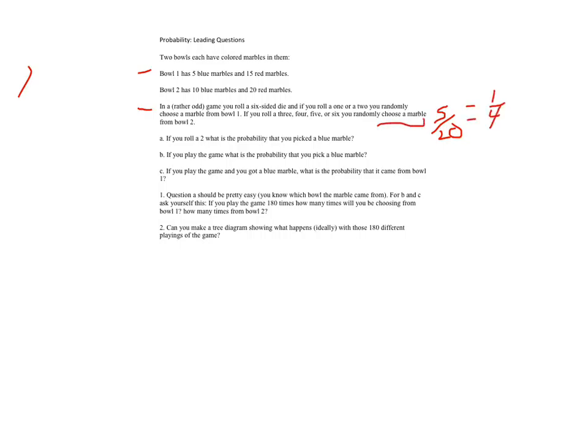That one's pretty easy. Harder question, if you play the game, what's the probability that you pick a blue marble? And if you did pick a blue marble, problem C, how likely is it that it came from bowl 1? So to do this, maybe the best way is to imagine playing the game a whole bunch of times. And I'm going to start with 180.